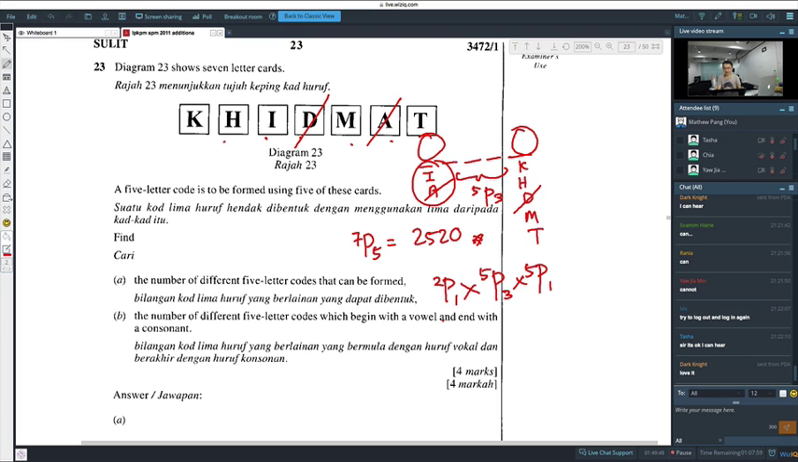You should be able to get the correct answer. 2P1 is 2, times 5P3, times 5. Answer is 600. So you have 600 ways to arrange the letters using this calculation. If you do not believe, you can go back home, print all this out, and try it at home. There's 600 possibilities. Okay? So far so good. Can understand or not?